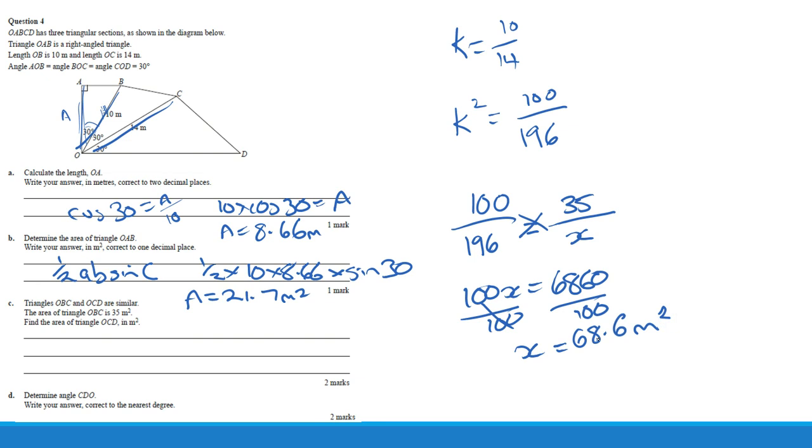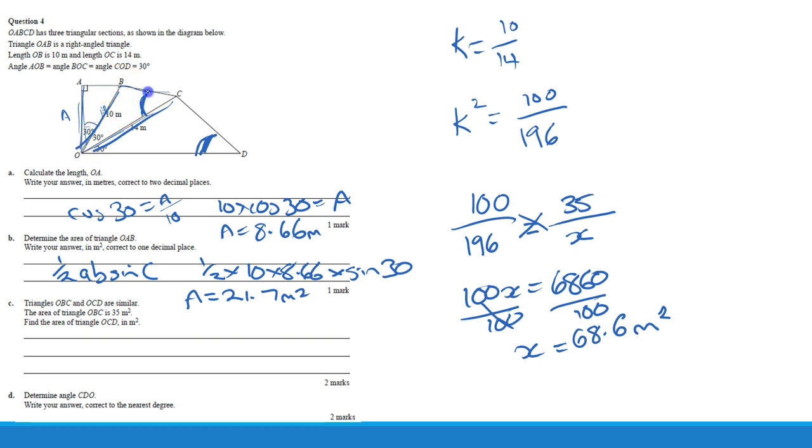And part D, determine the angle CDO. So I want to know this angle here. Alright, it's not a right angle. I know 14. Because OCD and OBC are similar triangles, this angle and this angle will be the same. So I've got more information here to work out this angle.